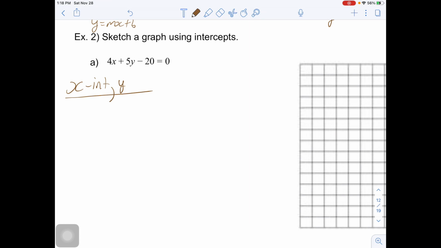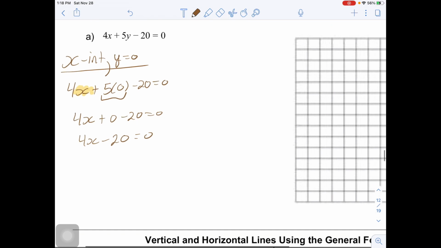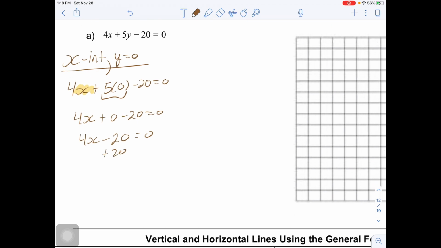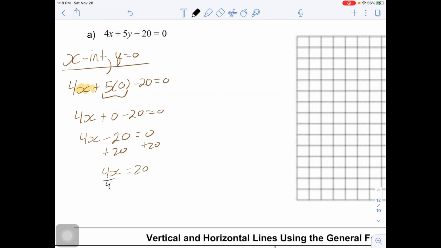So my x-intercept is when y equals 0. So I'm going to plug in 0 for y and solve for x. So this would be 4x plus 5 times 0 minus 20 equals 0. And now I'm solving for x. So 5 times 0 is 0, so this becomes 4x plus 0 minus 20. 0 minus 20 is negative 20, so 4x minus 20 equals 0. And now we'll add 20 to both sides. And then finally divide by 4.